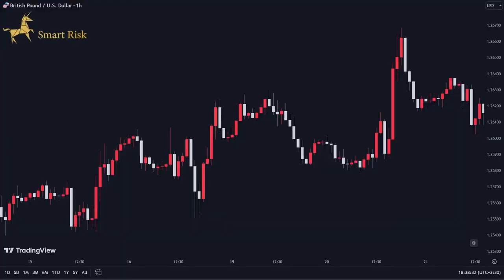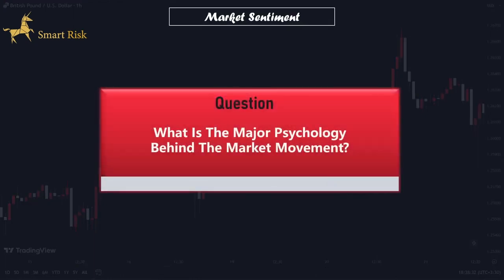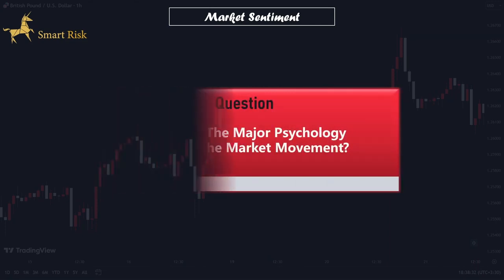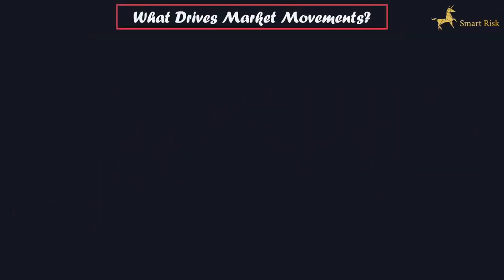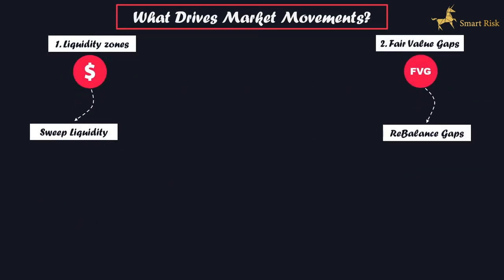Before diving into the basic and advanced features of the fair value gaps, let's have a quick breakdown of market sentiment and see what is the main factor that fuels the market and what is the major psychology behind the market movement. The dynamics behind market movements can be boiled down to two key factors that consistently influence price direction.